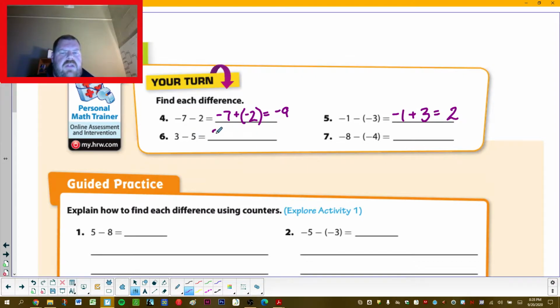Write this one as an addition problem. 3 plus negative 5. Different signs, so I go 5 minus 3 is 2. Since the 5 is negative, that 2 is negative. Last one, I have 8 plus the opposite of negative 4, which is 4. Different signs, 8 minus 4 is 4. Since the 8 is negative, my sign is negative. Okay.